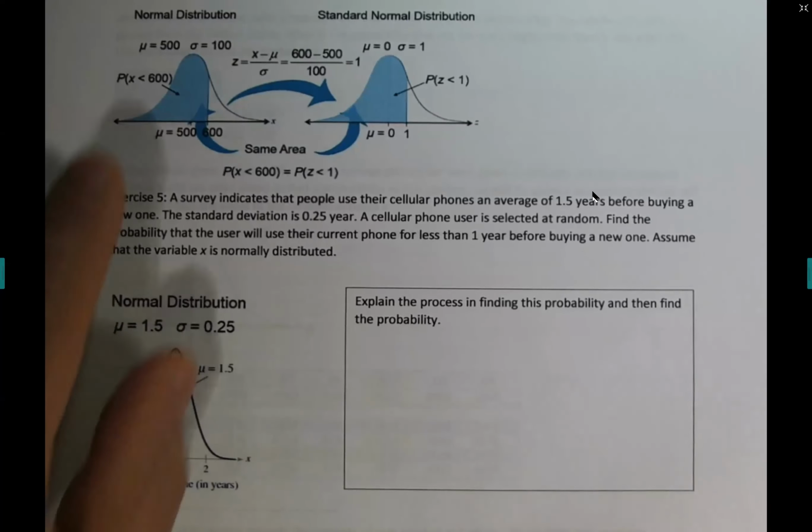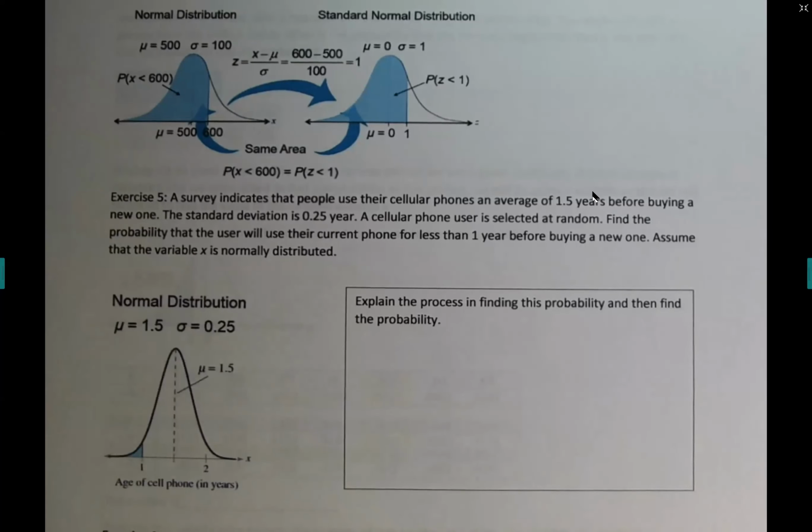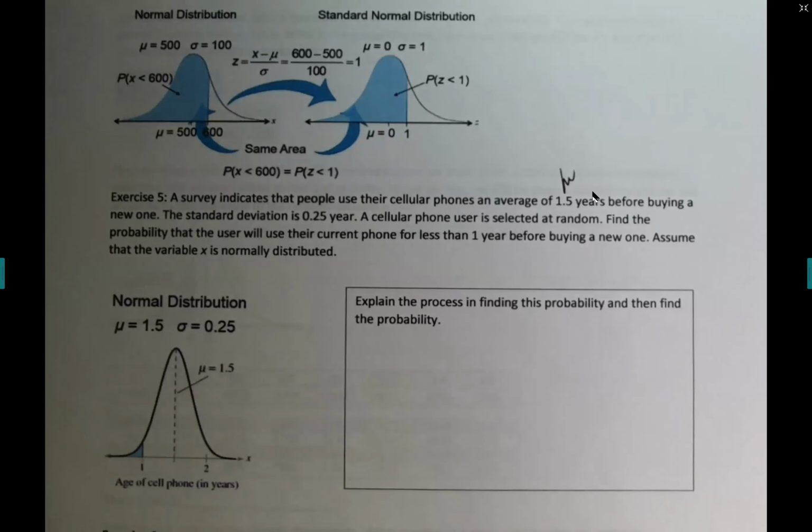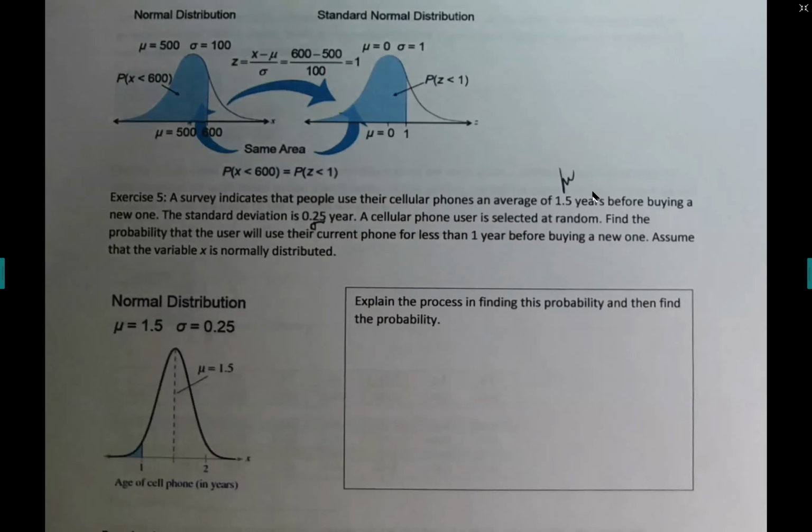Okay, let's do exercise 5 together. A survey indicates that people use their cellular phones on average of 1.5 years before buying a new one. So the mean is 1.5. The standard deviation is 0.25. That's sigma, guys, so it's not 0, 1. We're talking about X. A cellular phone user is selected at random. What's the probability that the user will use their current phone for less than 1 year before buying a new one?